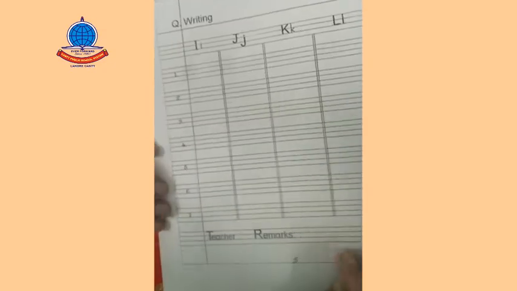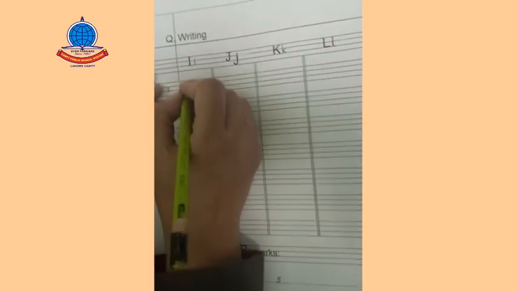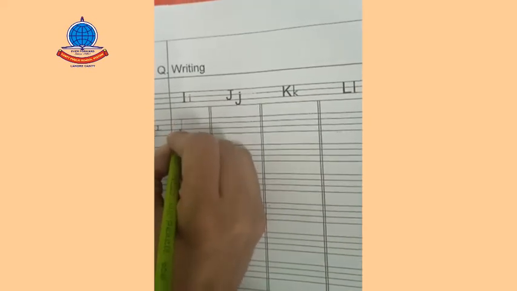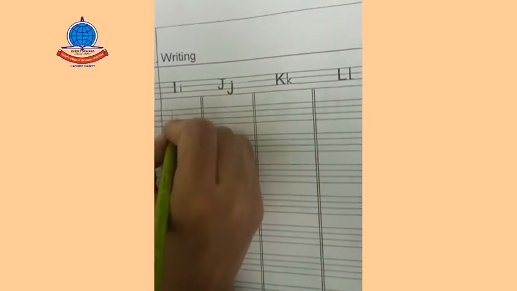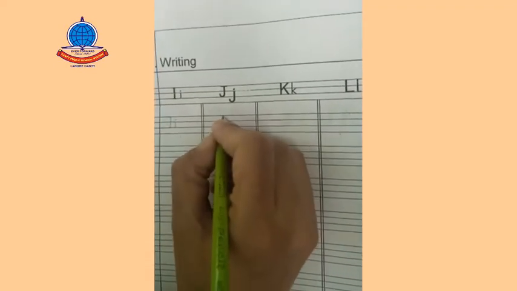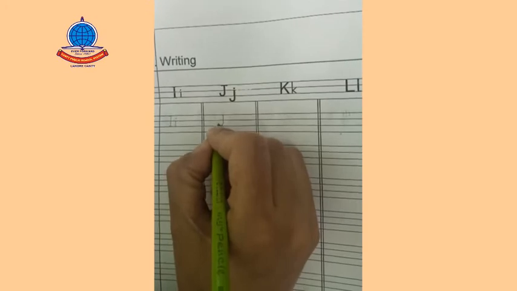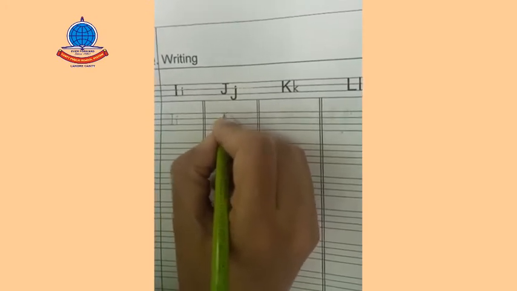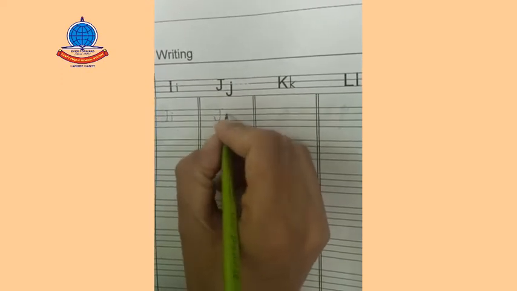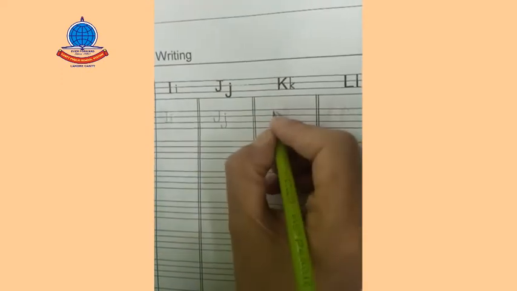number 5, and the first alphabet is I. I is a straight line and small i like this. Now J, capital J will be in the upper 3 lines and small j will be in the last 3 lines like this.